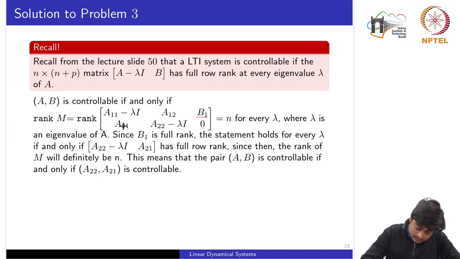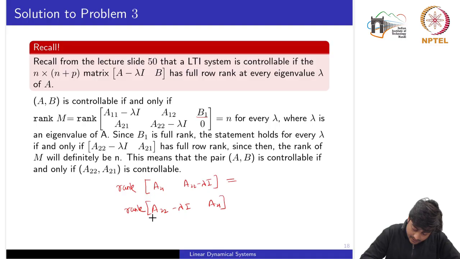Now for this pair, let's write this pair explicitly. So it would be A21 and A22 minus lambda I. Okay, the second row of this block matrix, I can write this matrix as A22 minus lambda I and A21. Right? The rank of this matrix would definitely be equal to the rank of this matrix.